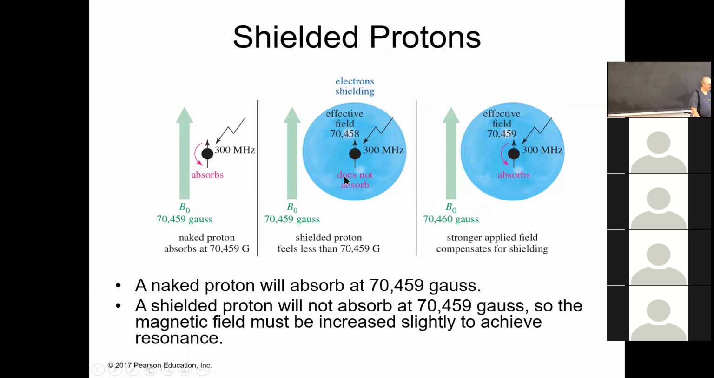But for a shielded proton, notice here the magnetic field is the same, the RF energy is the same, but there's no absorption. In order to get a match, we can either increase the strength of the magnetic field or go to a higher radio frequency. In this case, we just had to increase the strength of the field a little bit, going from 70,458 to 70,459. Then we had a match and then we had absorption.